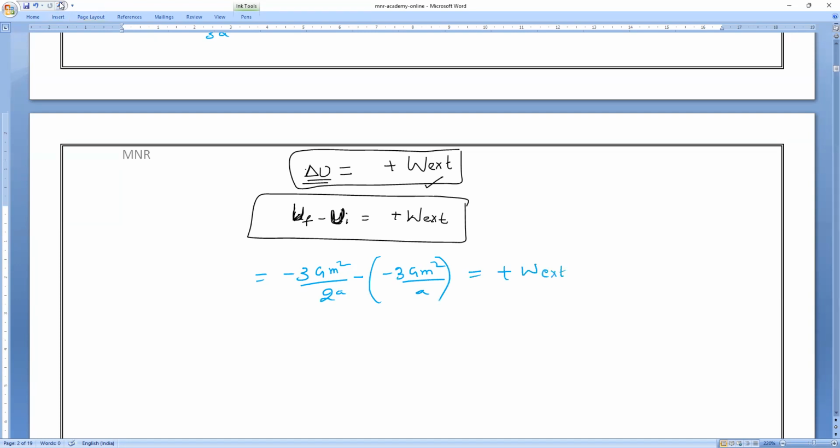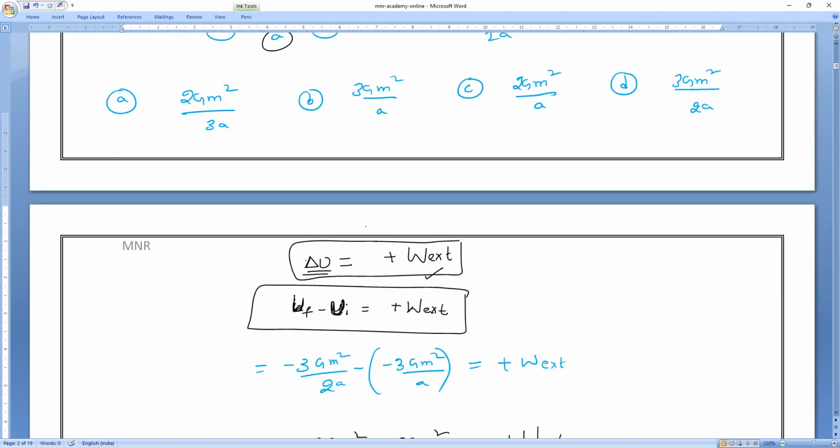Any doubt? Anybody can ask me. Till here, any doubt, everybody? Are you clear? So minus of 3Gm² divided by 2a, minus into minus turns into plus, 3Gm² divided by a. So what is the LCM, everybody? Plus the work done by the external force. Actually, this is the shortcut formula. Please remember, this is the shortcut to find that one.